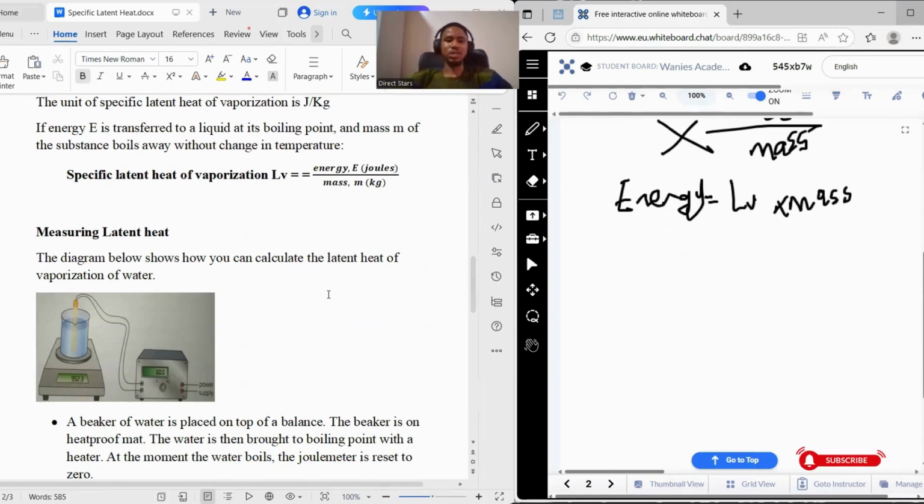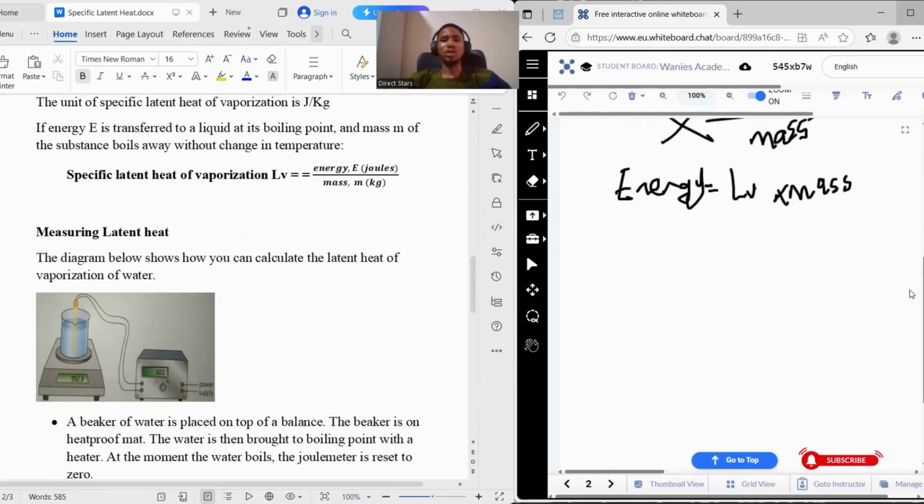Measuring latent heat. The diagram below shows how you can calculate the latent heat of vaporization of water. We need to know the mass of the vapor. At certain points, we need to measure the mass of the liquid.